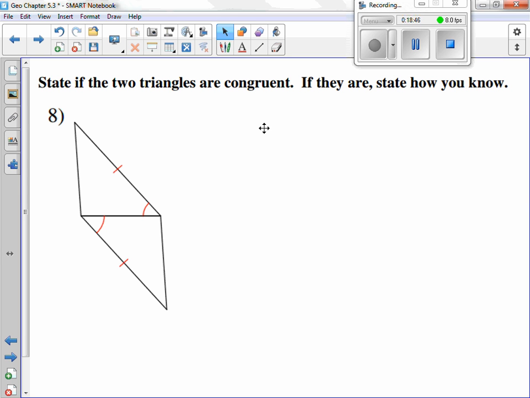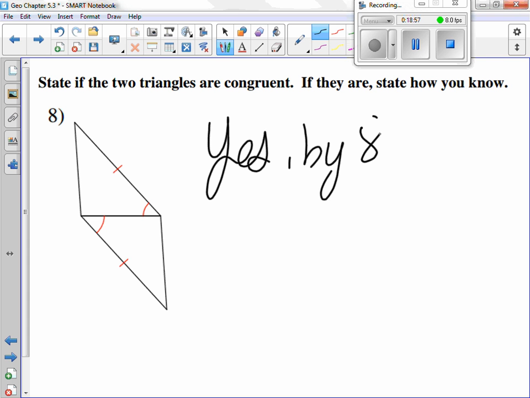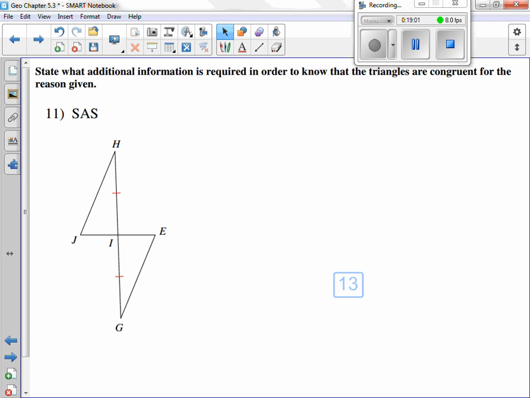Do we need to see another example of one of these? No, we feel comfortable with these here? Yes? Well, this one here would be yes by side angle side. This one would be yes. Okay, what additional information do I need to be able to say that these two triangles are congruent by side angle side?